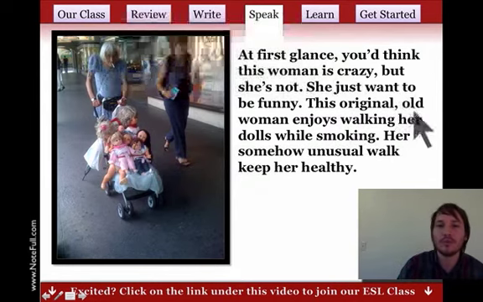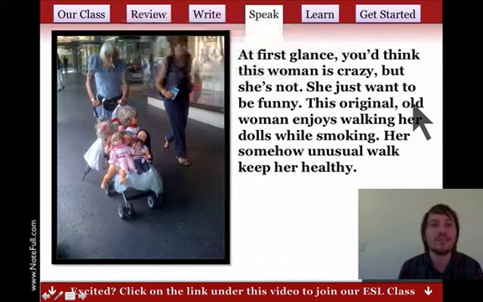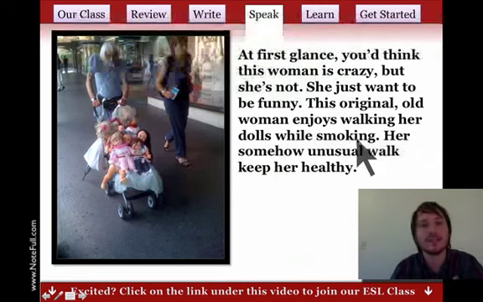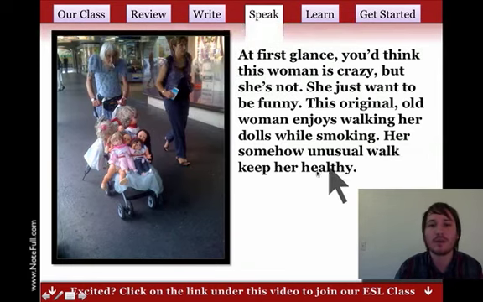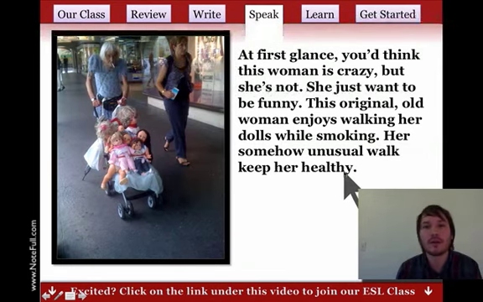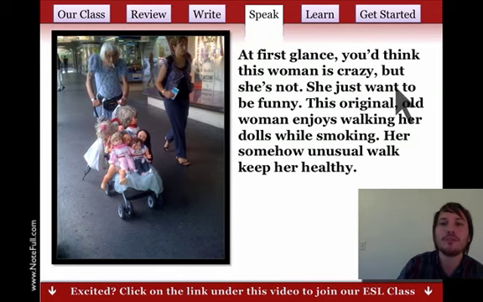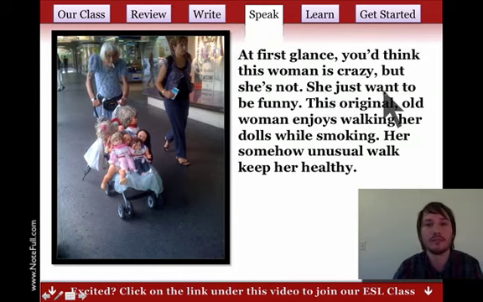This original old woman, you see those adjectives? Original, old. It's a multi-word adjective. She used two adjectives here. Enjoys walking her dolls while smoking. She used time here, right? While smoking. It tells us when. Her somehow unusual walk keep her healthy. There are two things that I want to suggest here. Check subject and verb agreement. We studied that in Unit 1. When you say she just want, it should be wants because it's singular and singular. Both of those should match.